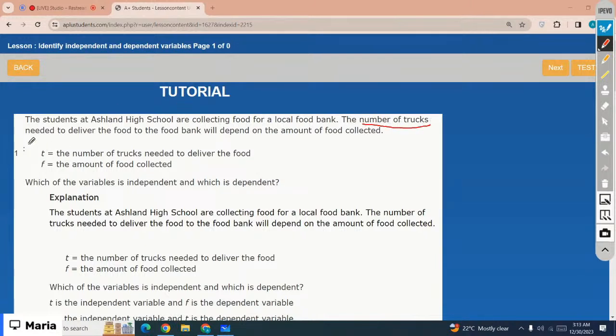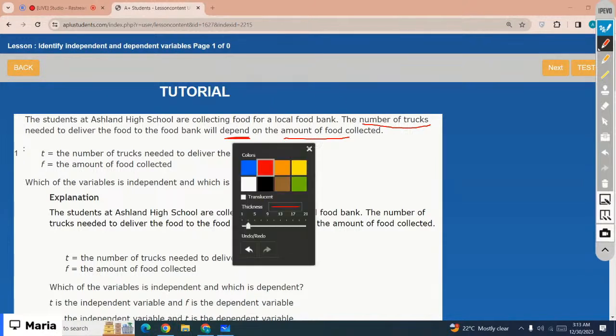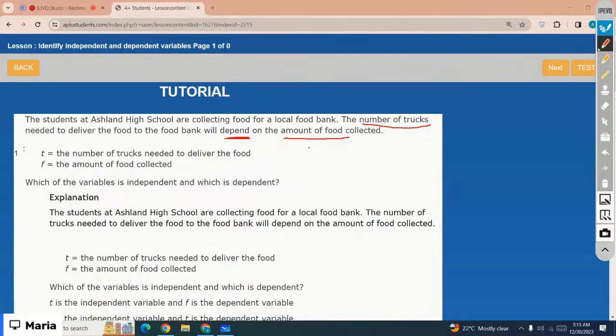The number of trucks needed to deliver the food to the food bank will depend on the amount of food collected. That means the number of trucks is dependent on the amount of food, right? That means if you have more food, you need more trucks, right? If you have less food, you need fewer trucks. So the number of trucks is dependent on the amount of food. So the amount of food is the independent variable, right?